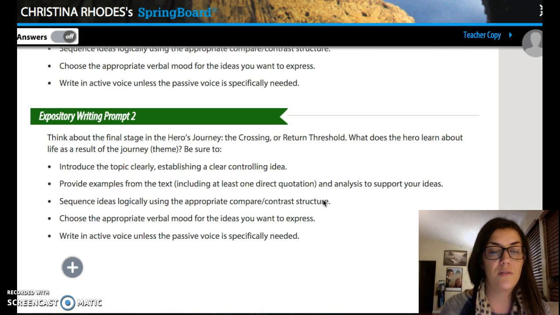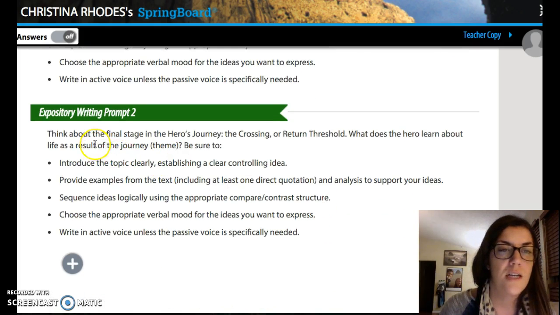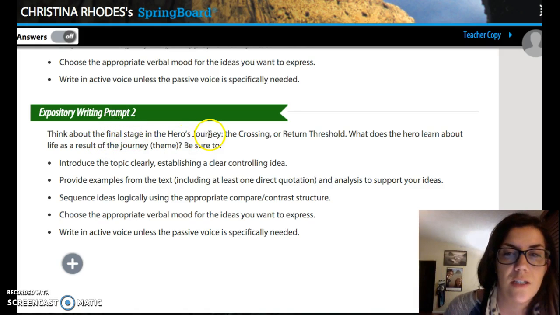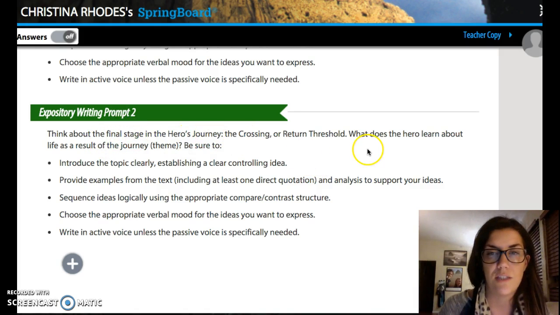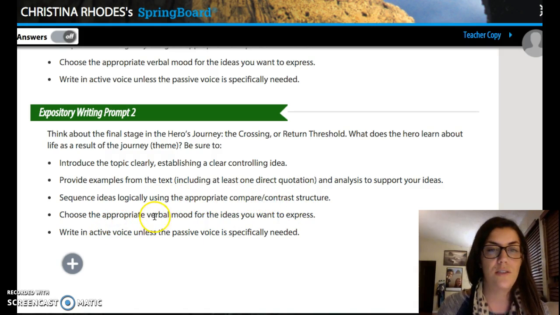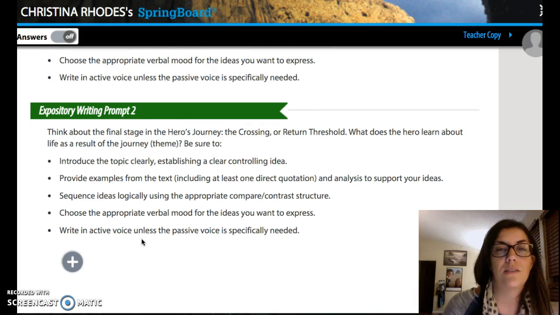Okay, expository prompt 2, you can choose this one too. It says, think about the final stage in the hero's journey, the crossing or return of the threshold. What does the hero learn about life as a result of the journey or the theme? Be sure to introduce the topic clearly, establish a clear, controlling idea, provide examples from the text, including at least one direct quotation, and analysis to support your ideas. Sequence ideas logically using the compare-contrast structure. Choose the appropriate verbal mood for the ideas you want to express. Write in the active voice unless the passive voice is specifically needed.